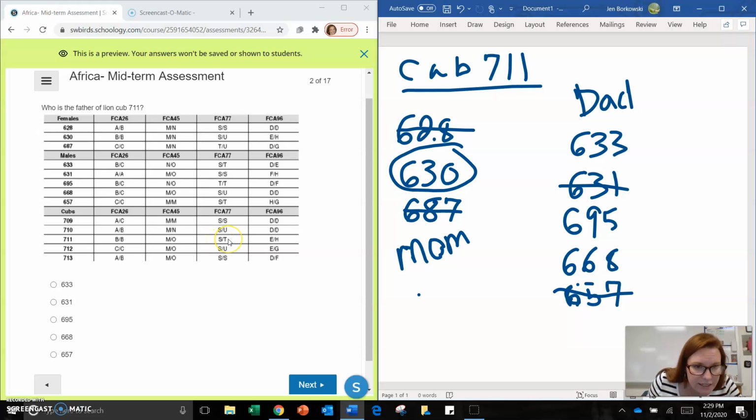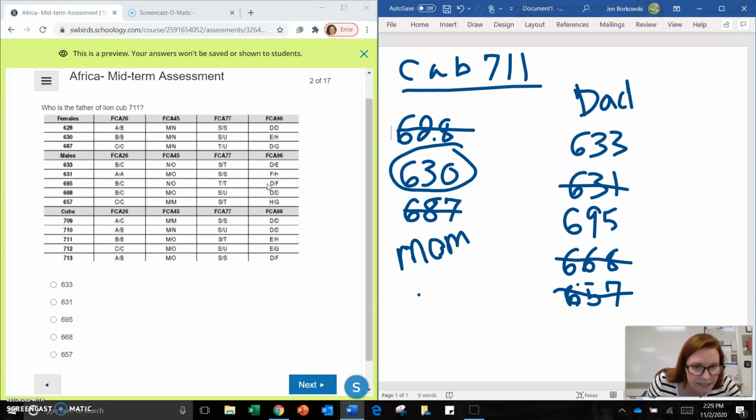Baby has an S and a T. Let's see what mom has. Mom has an S and a U, which means that the baby got the S from mom. So I'm looking for a dad that has at least one T. That one's already eliminated. Oh, that one doesn't have any T's. Goodbye, 668. 631 is already eliminated. Okay, so we'll move on to our last one. Cub 711 has an E, N, and H. Let's see what mom has. Well, mom has an E, N, and H too, and I have two possible dads left. I have 695 and 633, so let's check them out. 695.